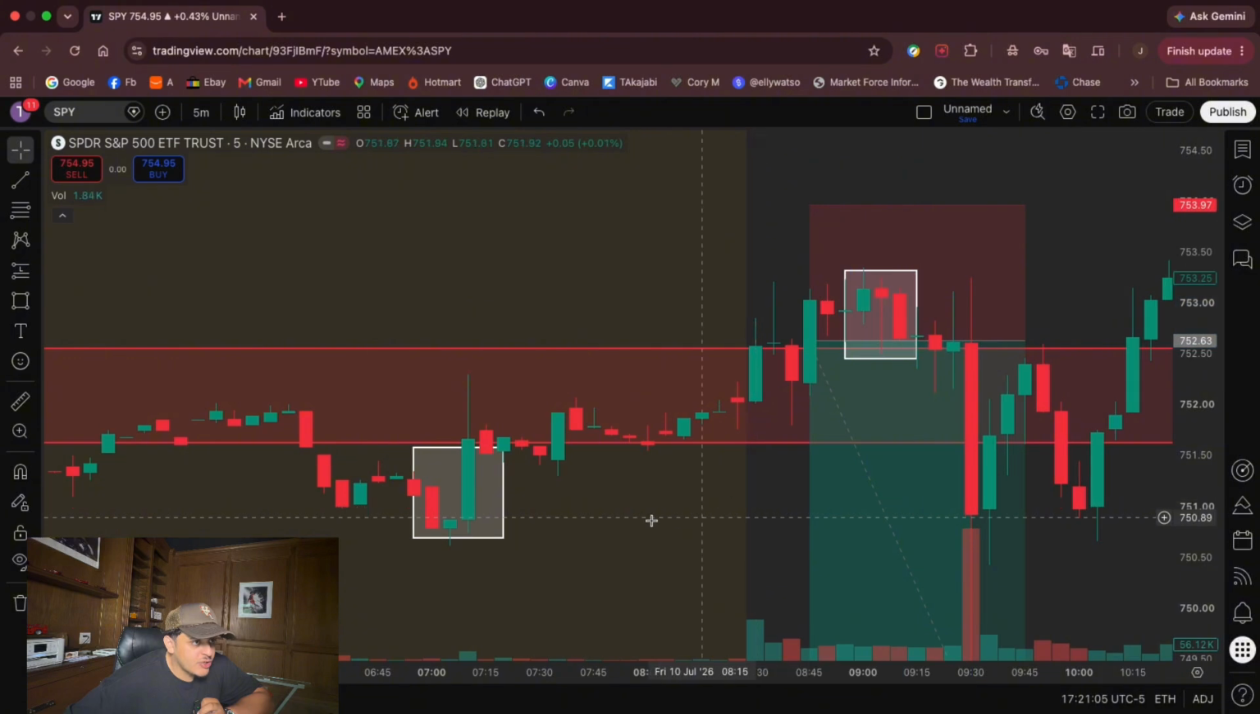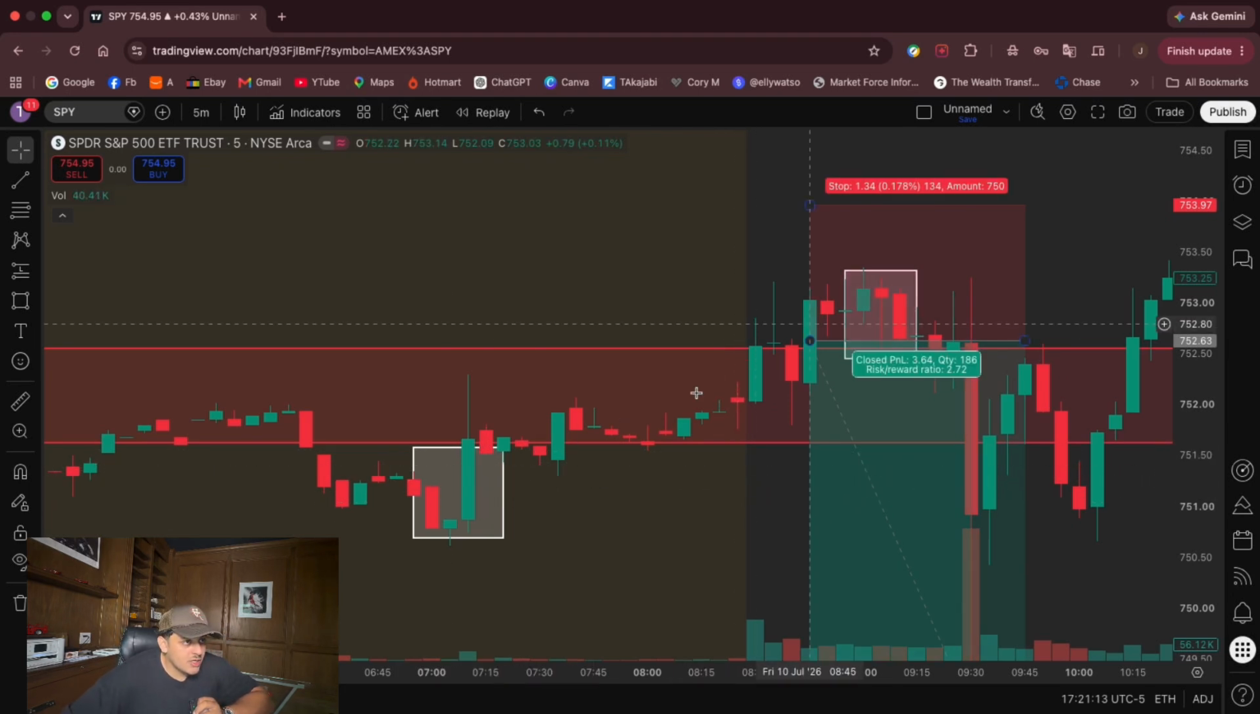So it's just the opposite. You see how this one's red, this one's green. That's what I'm saying. It could be either white or red or green. I put it as white because it could be red or green. But yeah, so morning star, evening star.